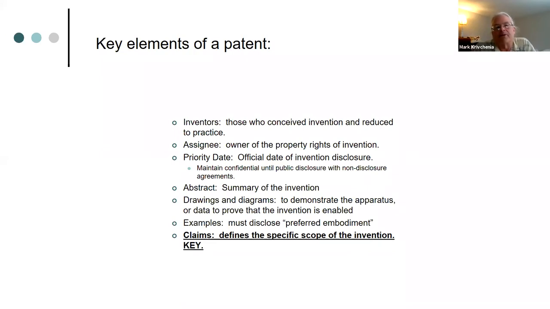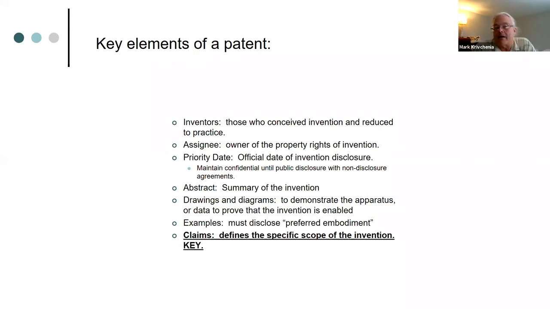The abstract is the summary of the invention. The drawings and diagrams demonstrate what the invention does. You have to give examples, and you have to disclose the preferred embodiment. What this means is that the reason the patent office gives you patent rights, a monopoly on your invention to sell it for 20 years, is because you're going to disclose everything you know about the invention. So if you don't do that, if you don't disclose the secret sauce, you're not holding up your end of the bargain, and your patent can be invalidated.